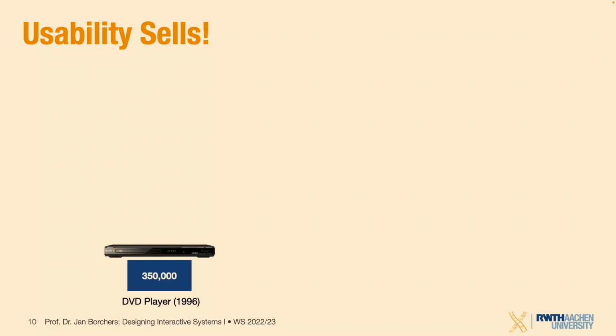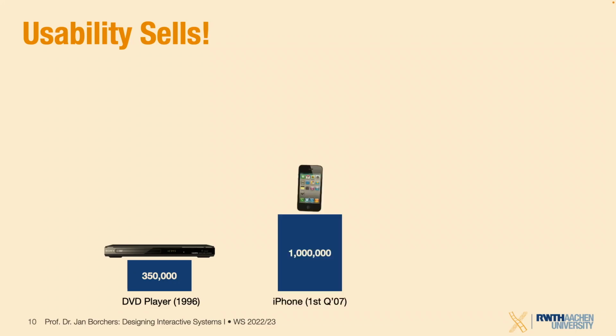In 1996, Sony introduced a DVD player. And that was, back in the time, a revolutionary device. And it sold 350,000 units in its first year. And that was a record by that time. Nothing else in terms of consumer electronics had ever sold that much. In comparison, the iPhone that came out in 2007 sold 1 million units in its first quarter alone.